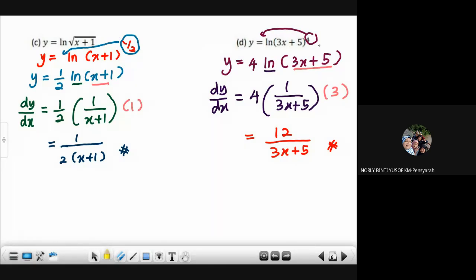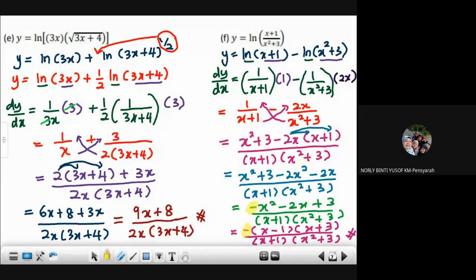And D also the same thing, bring the power in front as the law of log, then differentiate. So 4 tulis balik, ln differentiate reciprocal of function, 3x plus 5, differentiate the function, you got 3. Then simplify, 4 times 3, you got 12 over 3x plus 5. Sama juga untuk E, you see two functions in the ln is multiplied. So you cannot use product rule because ln is in the front of the functions that are being multiplied. So you use the law of multiply, ln, add.